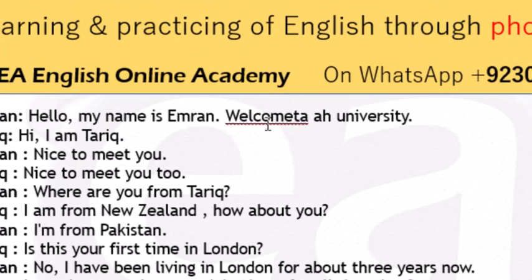Okay, so my name is Imran. Instead of saying my name is Imran, we can say my name is, my name is. Would you practice this word? My name is. Okay. Hello, my name is Imran. Welcome to our university.